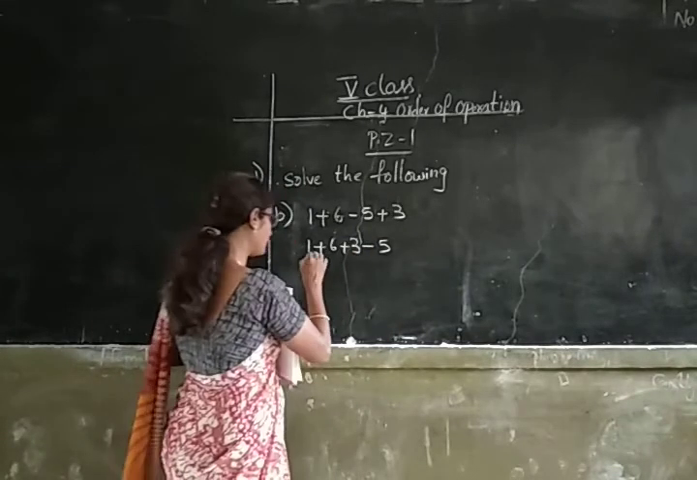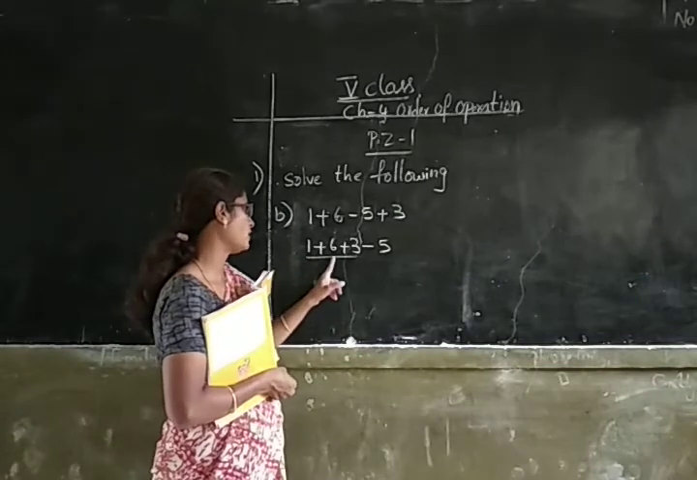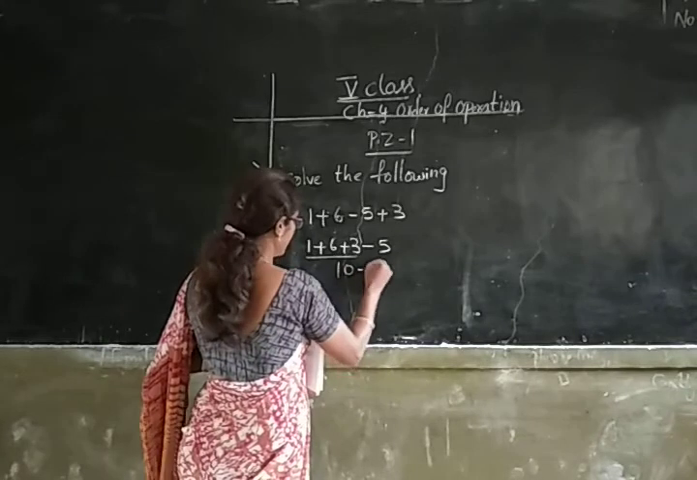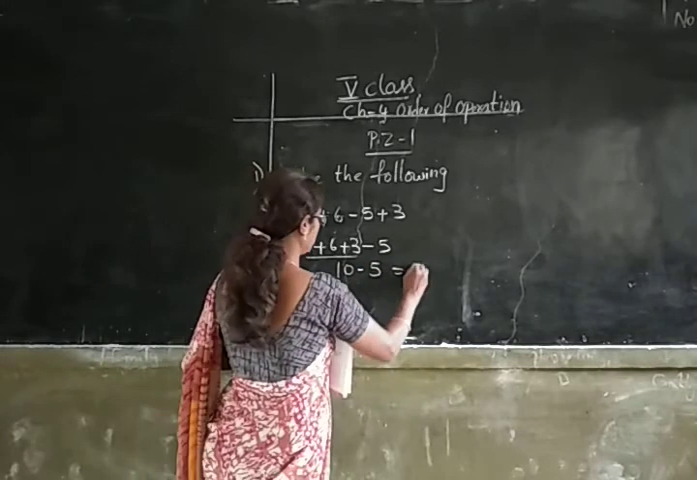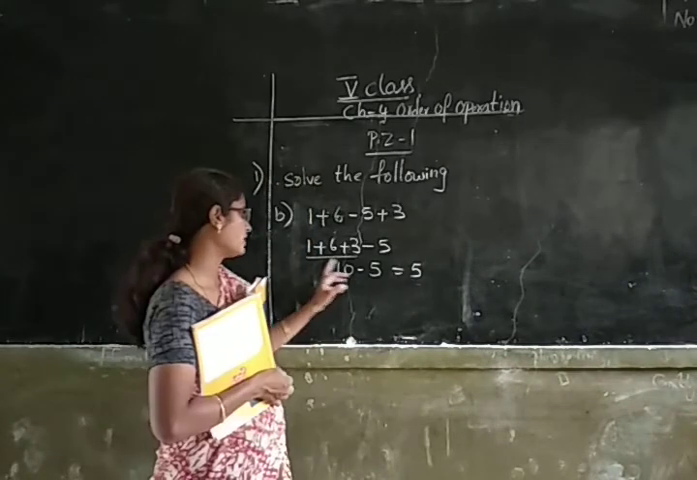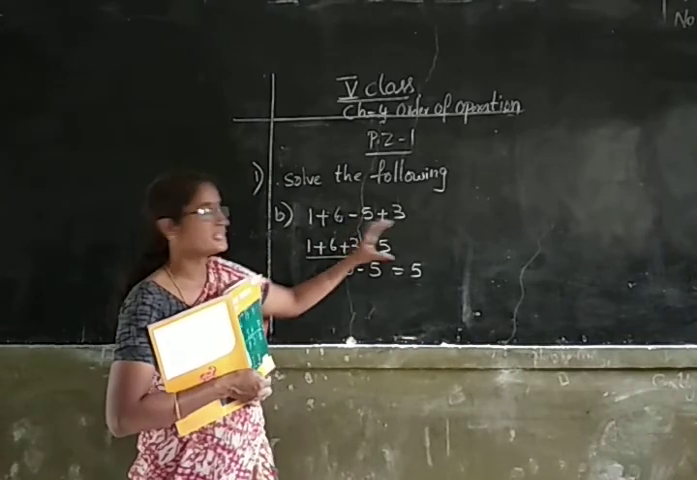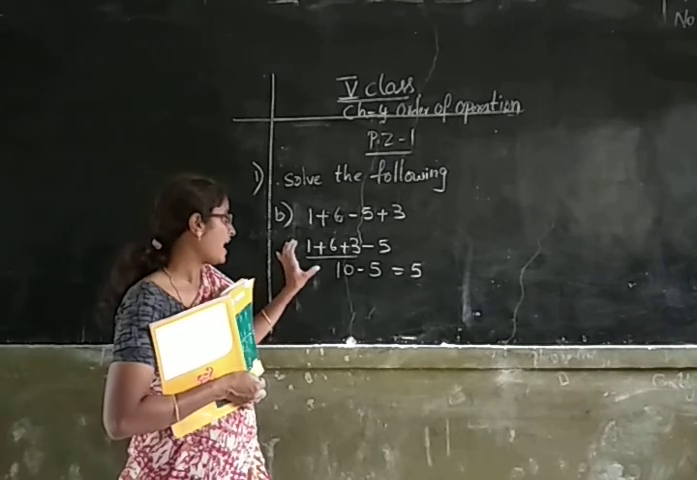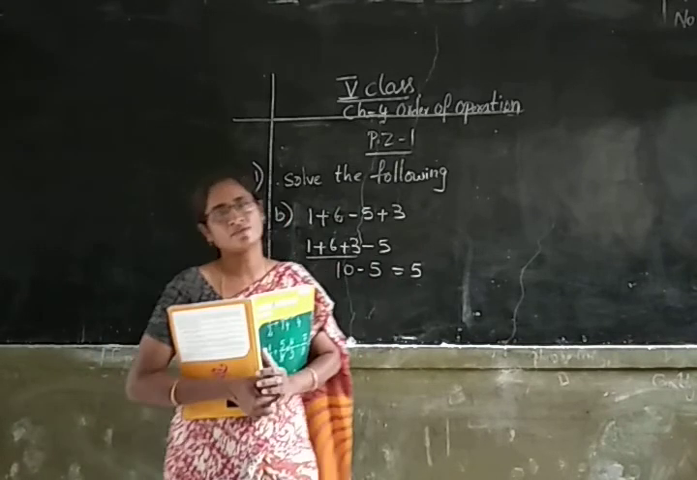First I will add all these numbers and then I will do the subtraction. 6 plus 1 is 7 and 7 plus 3 is 10. After adding, I do the subtraction. 10 minus 5 is 5. Did you understand children? According to the BODMAS rule, first you have to add and then only you have to do the subtraction. For it, I have rearranged the numbers. I have arranged the numbers which are having addition symbol. I have added the numbers and then I have done the subtraction. This is the way of doing the sum.